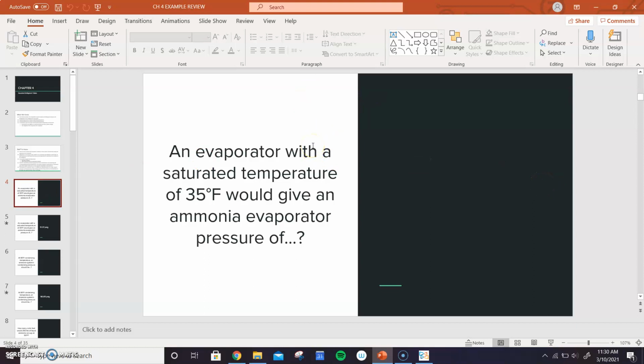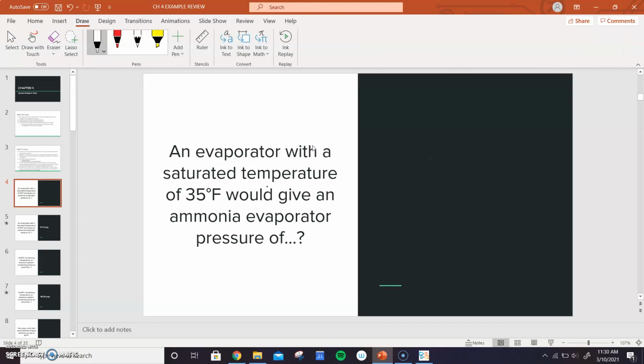First of all, let's start out with this problem. An evaporator with a saturated temperature of 35 degrees would give an ammonia evaporator pressure of what? Okay, so we know that we are in our evaporator.